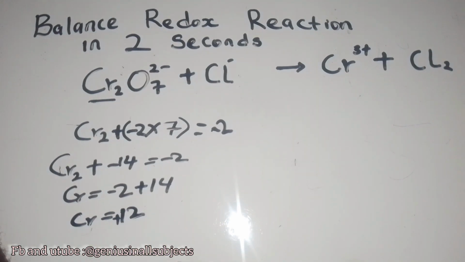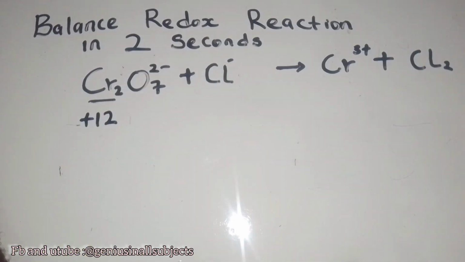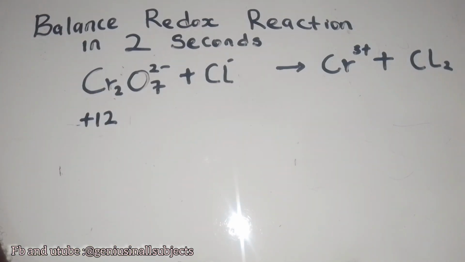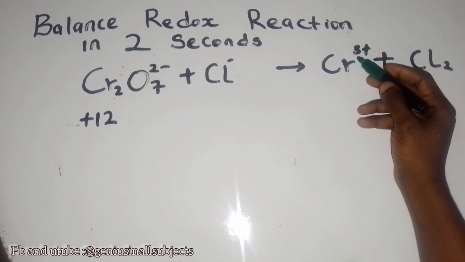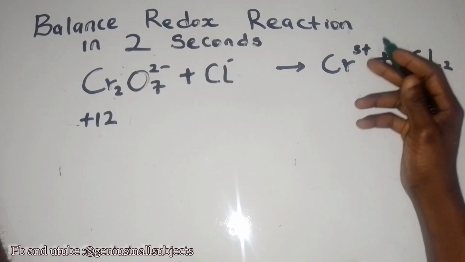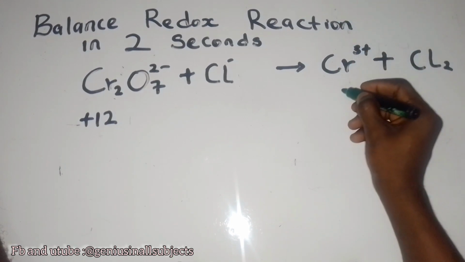Now that we know our chromium is positive 12, we know that chromium is oxidized in this case. Therefore, we'll say chromium is plus 12 here. We have found the oxidation number of chromium. And here, looking at chromium, it is plus 3, since it does not have any oxygen or chlorine attached to it. So you don't need to worry about finding the oxidation number. This is the oxidation number here. So chromium here is plus 3.